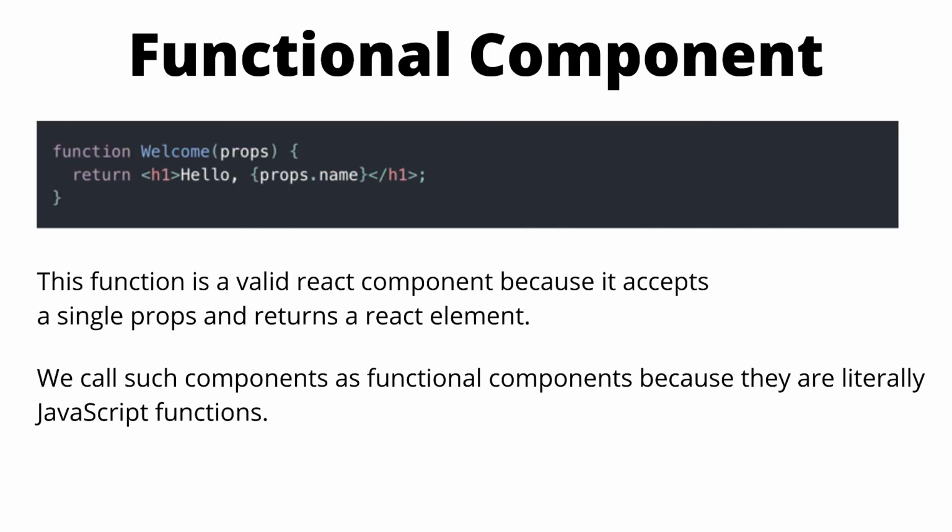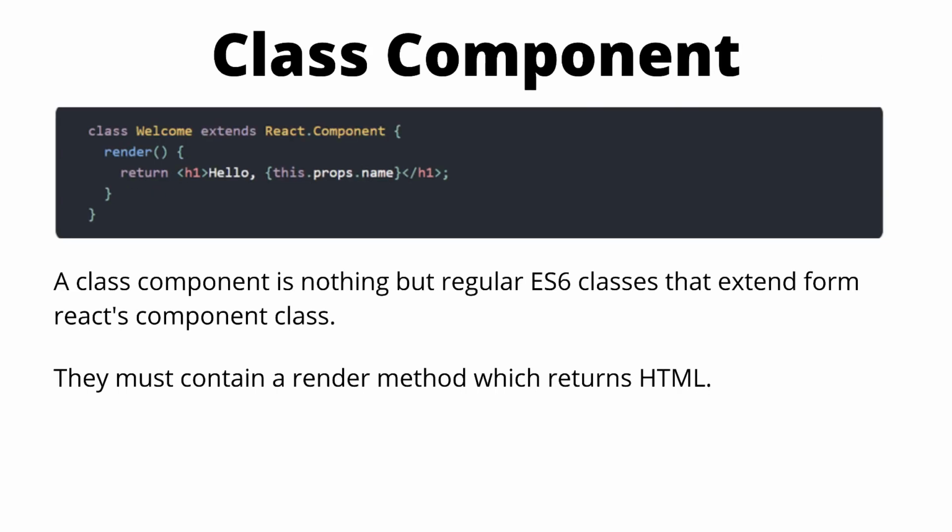So this right here is a functional component which is defined in terms of a JavaScript function, and this right here is a class component which is defined in terms of an ES6 class. I hope this gives you an idea about what a component is and how it is defined in terms of code. In the upcoming lecture, we will go ahead and straight away create our very first functional component.